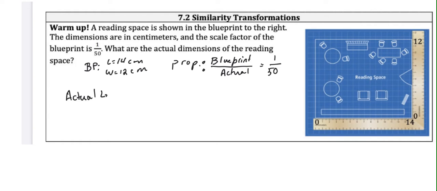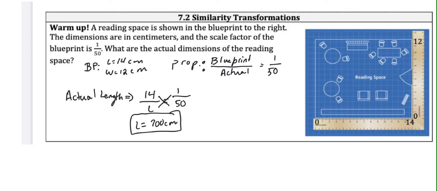length, right? So we have 14 from our blueprint centimeters over the length of our actual, which we don't know, so I'm going to leave it as L. And that's equal to our proportion or ratio or scale factor of 1/50th. Now, we just cross multiply. So L times 1 is L. 50 times 14 is 700 centimeters. Therefore, our actual length is 700 centimeters.